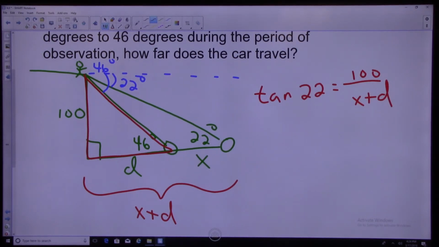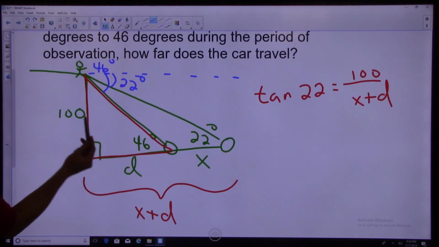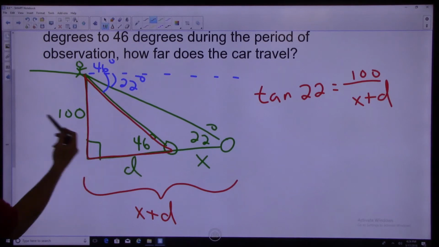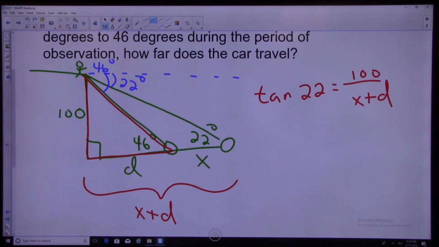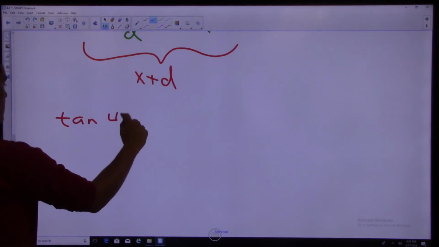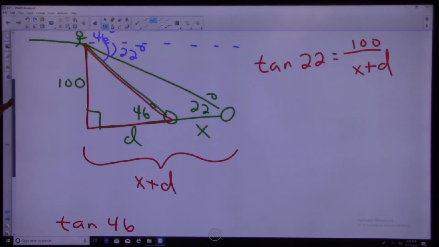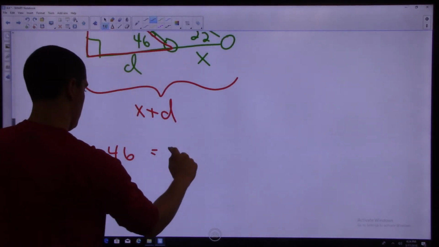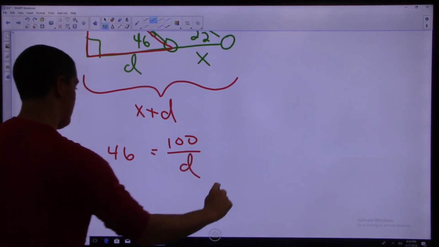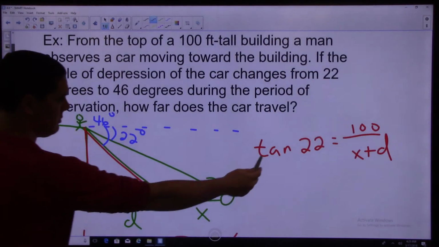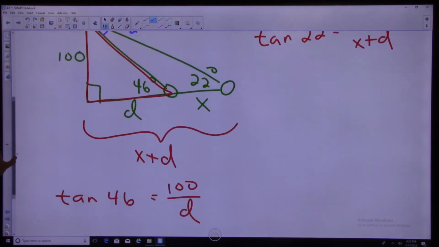So let's use that triangle to try to figure out what d is. Well, we got to use a trig ratio again, because we have this angle, we have a side, we've got one missing side that we don't have. So what trig ratio should we use? Well, it's still going to be tangent. It's going to be the tangent of 46, and that's still opposite over adjacent. So opposite is 100, adjacent is d. So we just got to solve that, and when we solve that, we're going to plug our d back into this equation.